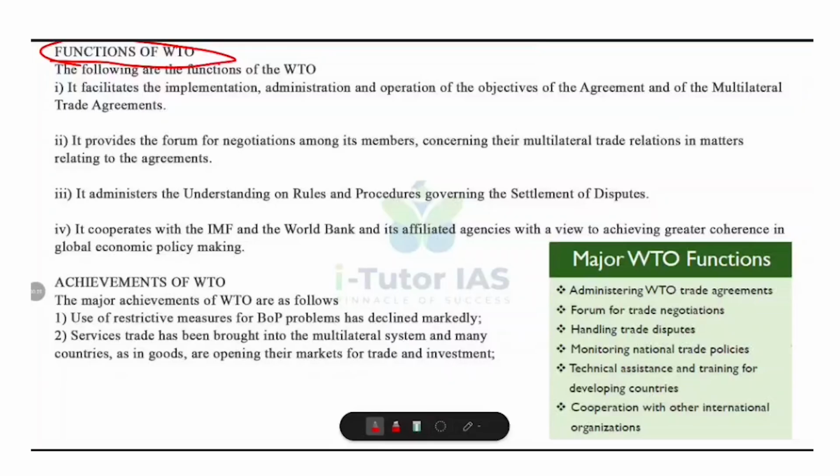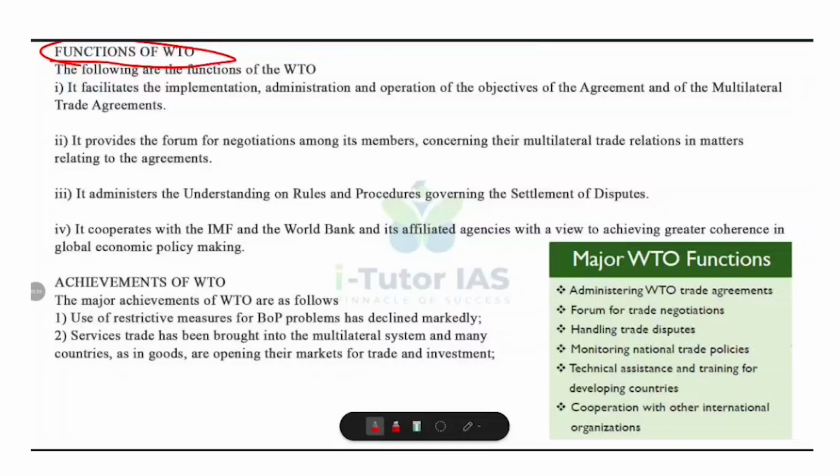First function is the implementation and administration of agreements. That is, the WTO helps to implement, administer, and operate the various multilateral trade agreements made under its framework. In simple words, it ensures that whatever rules countries have agreed upon are properly followed. For example, if India and USA have agreed on reducing tariffs under a WTO agreement, the WTO keeps track of whether both sides are following it.